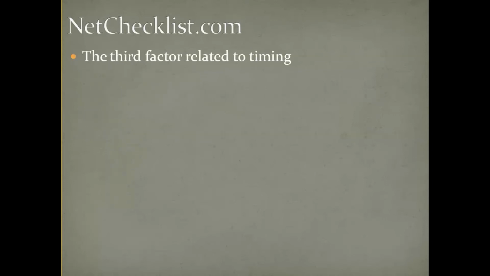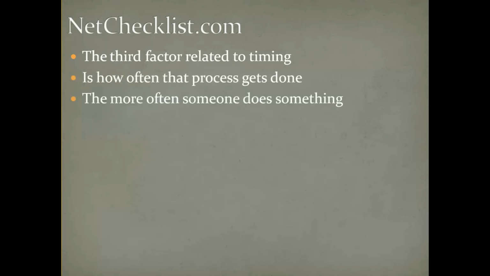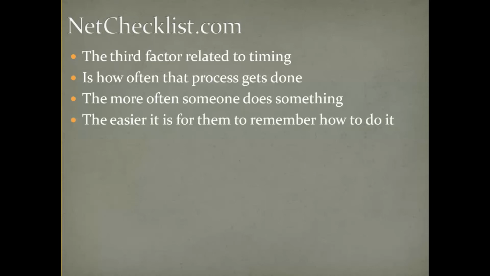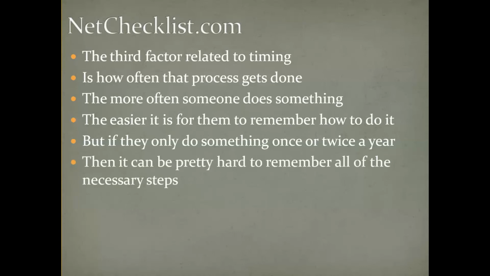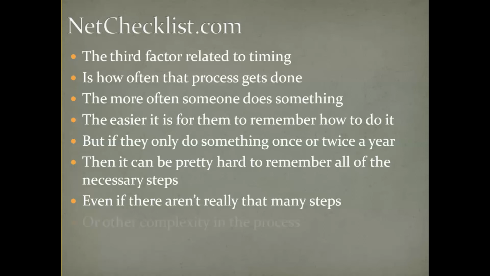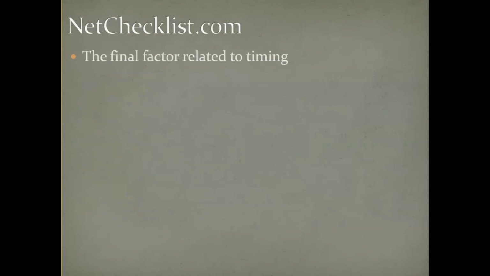So, the third factor related to timing is how often that process gets done. The more often someone does something, the easier it is for them to remember how to do it. But if someone only does something once or twice a year, then it can be pretty hard to remember all of the necessary steps in that process, even if there really aren't that many of them, or if there's not that much other complexity in the process.